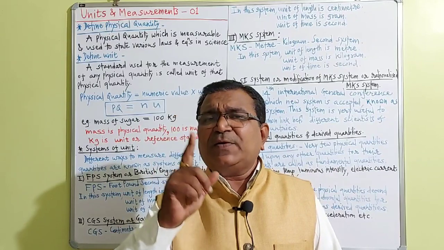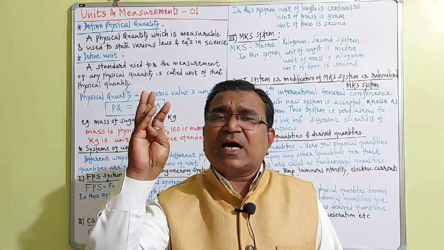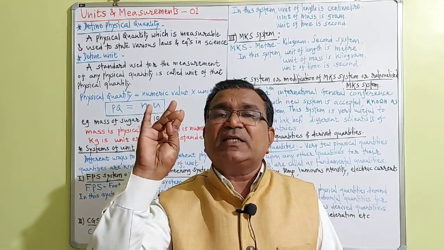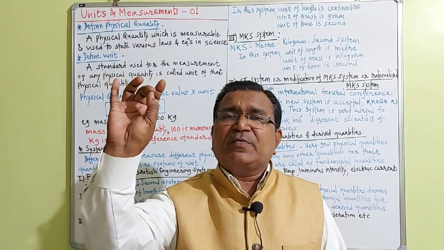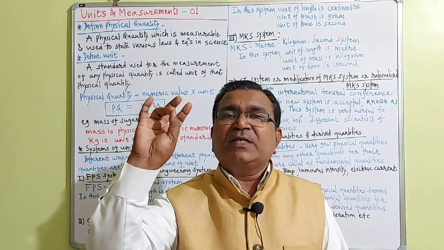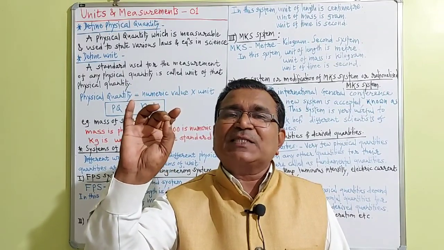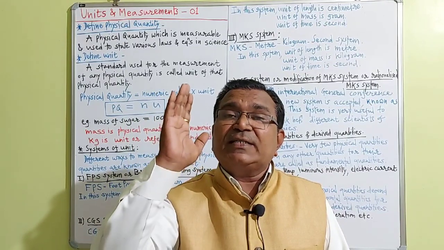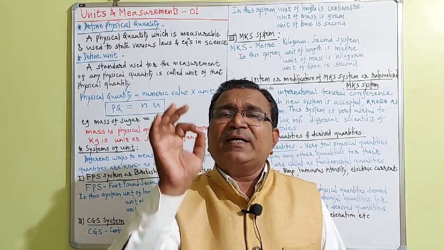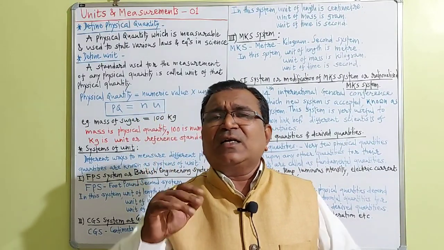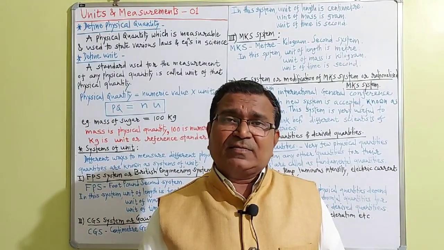There are only 7 fundamental quantities, dear students, remember well: mass, length, time, temperature, luminous intensity, electric current, amount of substance. These only 7 quantities are called fundamental physical quantities. Remaining all we call derived quantities.